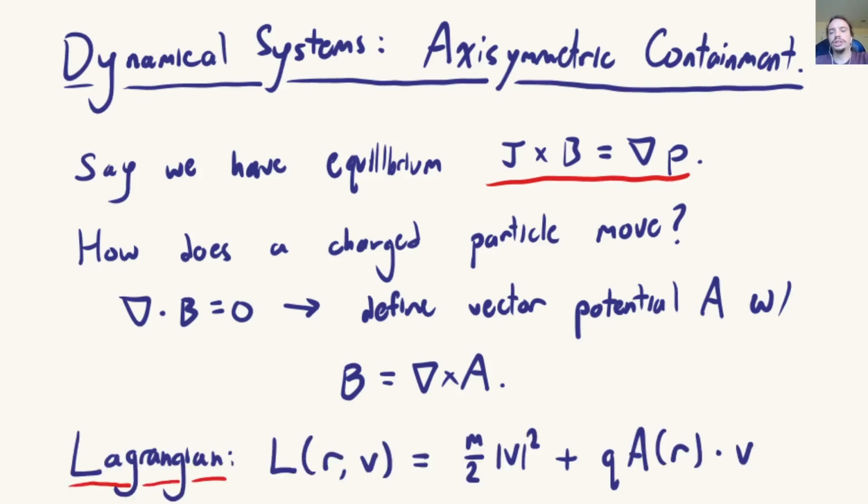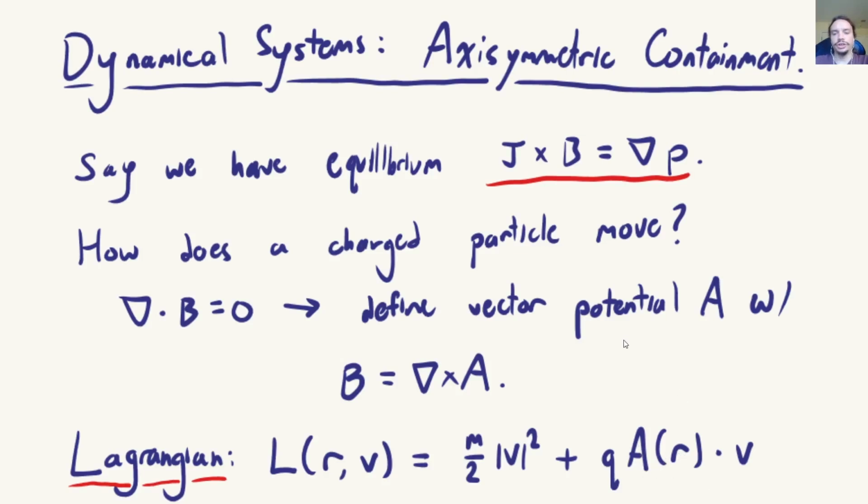And using A, we can define something called the Lagrangian for a particle moving in a magnetic field. The Lagrangian takes in two variables, the position of the particle and its velocity. And it spits out something that's kind of like the difference between the kinetic and potential energies of the particle: m over 2 times v squared plus q, the charge of the particle, times A of r, where A is the vector potential, dotted with v, the velocity of the particle. Remember that A is a function of position, this is just A at the particle's position.